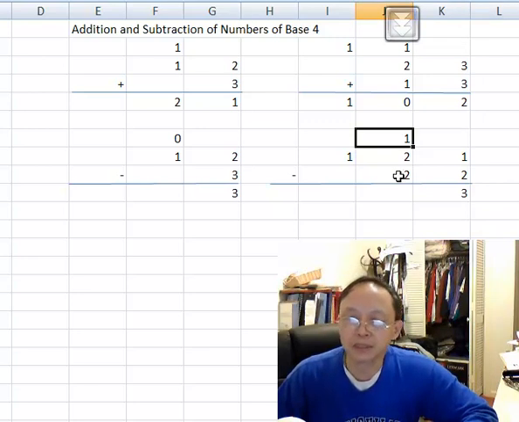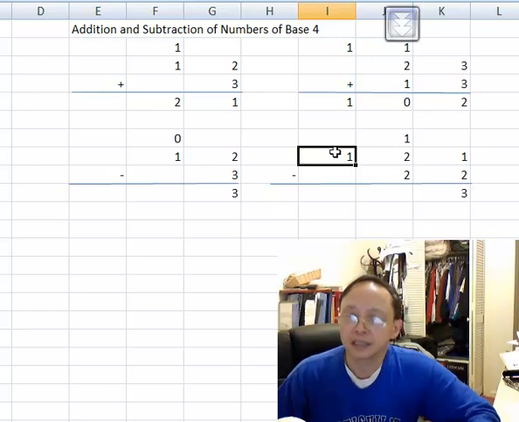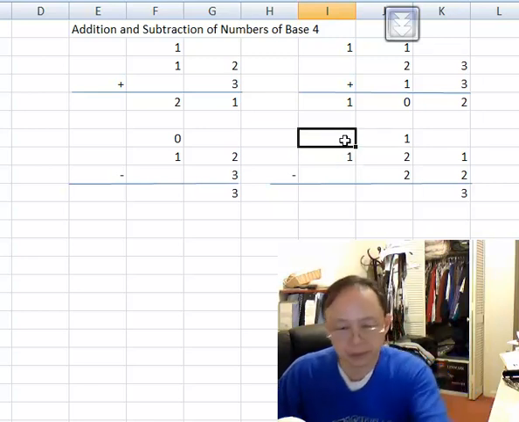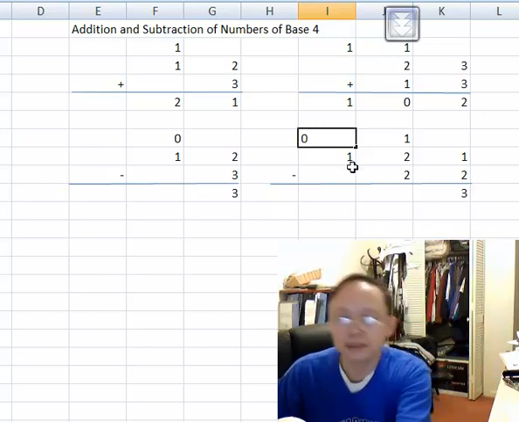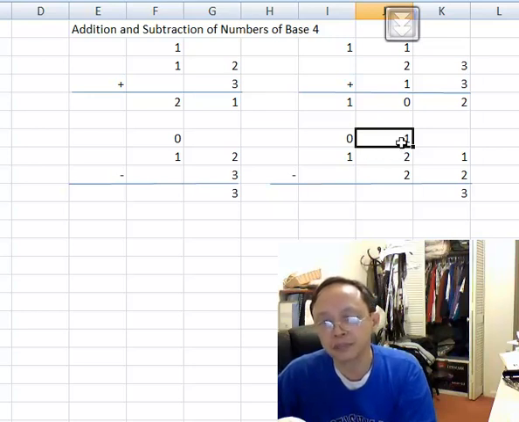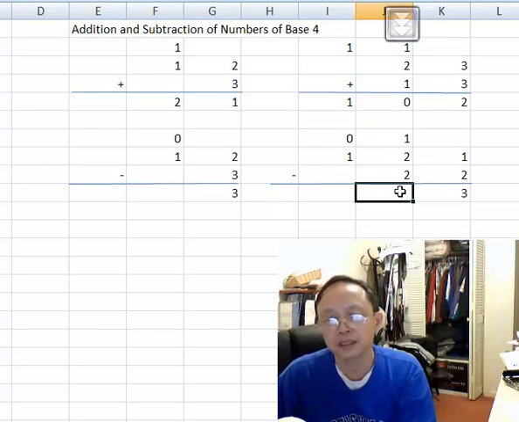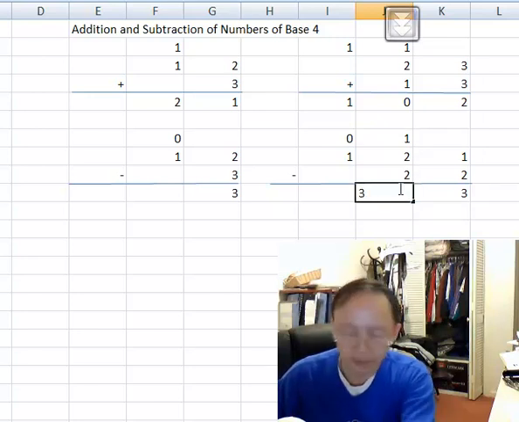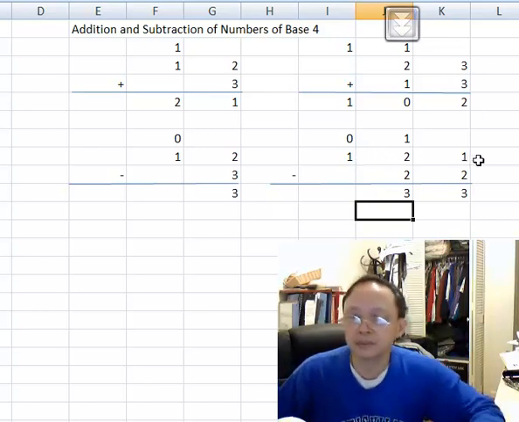So 1 is smaller than 2. So we will need to borrow 1 from the left hand side. So the 1 here becomes 0. And this 1 is borrowed to the right hand side. So it becomes 4. Then 4 plus 1 you get 5. 5 minus 2 we get 3. So 1, 2, 1 minus 2, 2 is 3, 3.